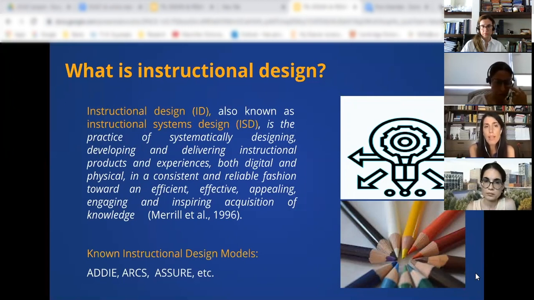So instructional design, as you see here, I found this definition that I think is also very nice: a practice of systematically designing, developing, and delivering instructional products and experiences, both digital and physical, in a consistent and reliable fashion toward an efficient, effective, appealing, engaging, and inspiring acquisition of knowledge. So let's see some of these models. In fact, there is a very big variety, as I saw from my exploration. Can you go to the next slide, please?